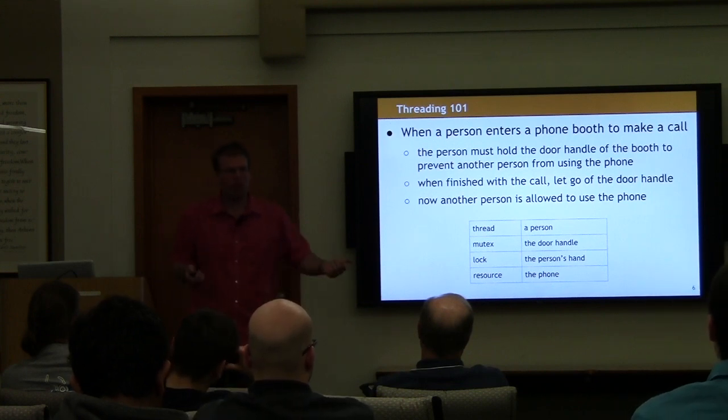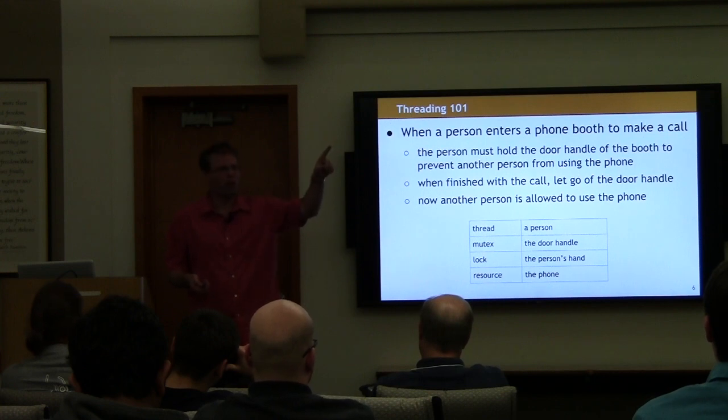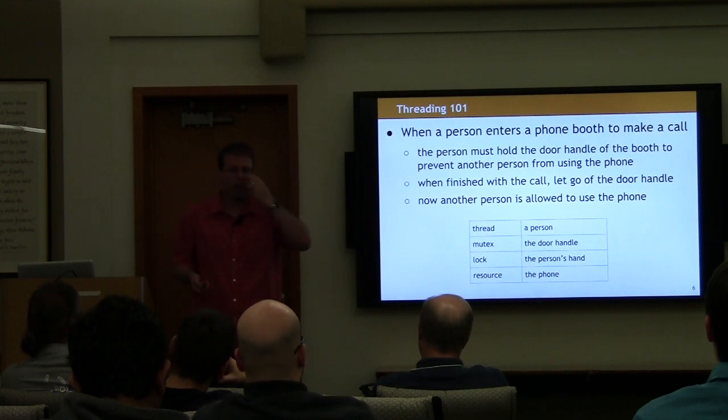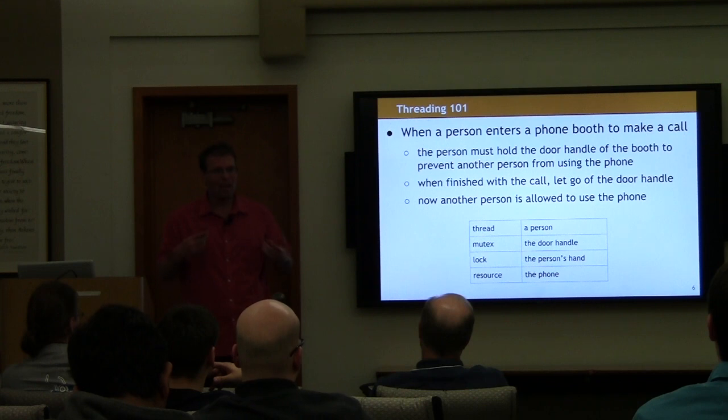Well, this sounds kind of silly. What does a door handle have to do with a phone? And I could use any arbitrary object for this. What if I said the mutex, instead of being the door handle, was the third screw from the roof on the left of the enclosure? Well, that would look really strange. You'd be standing there with your finger on the third screw, but it would have exactly the same effect. There's no association between any of these objects. They're completely unrelated, other than the meaning that we give to them by the way we use these objects consistently throughout the program.